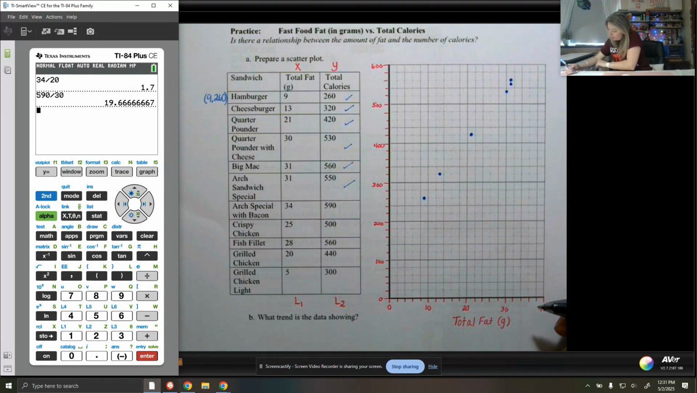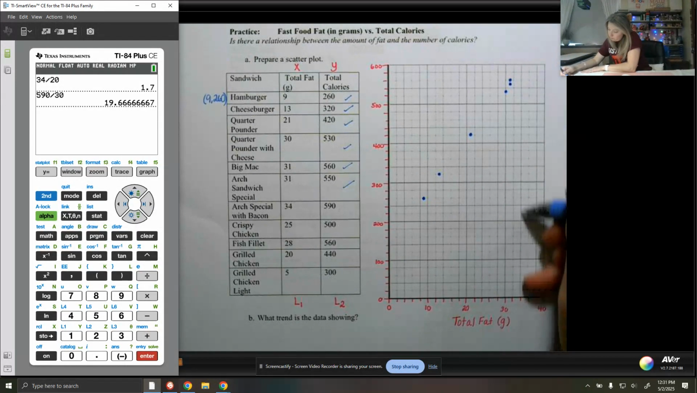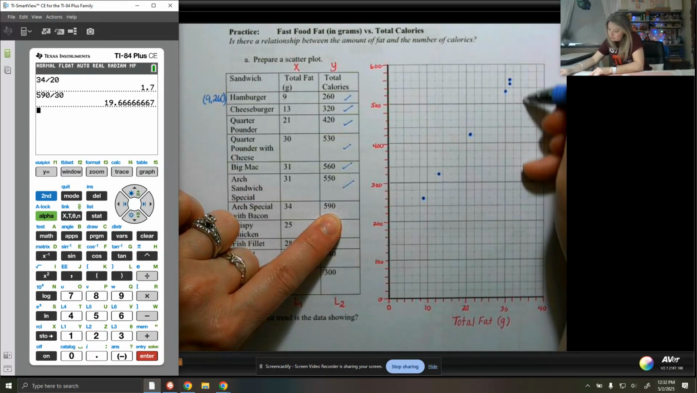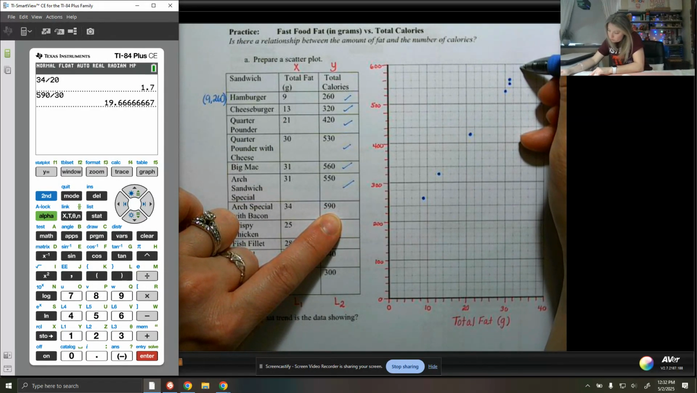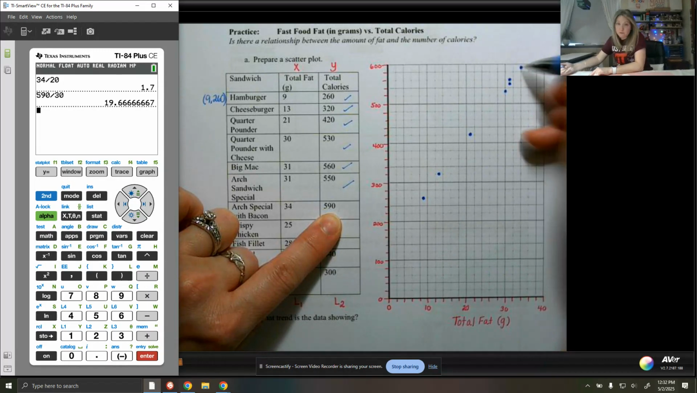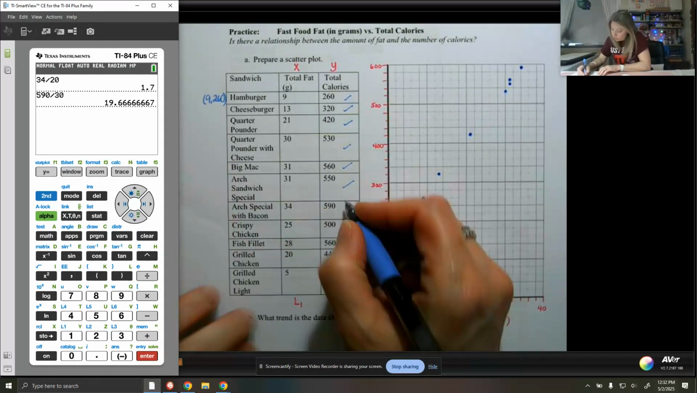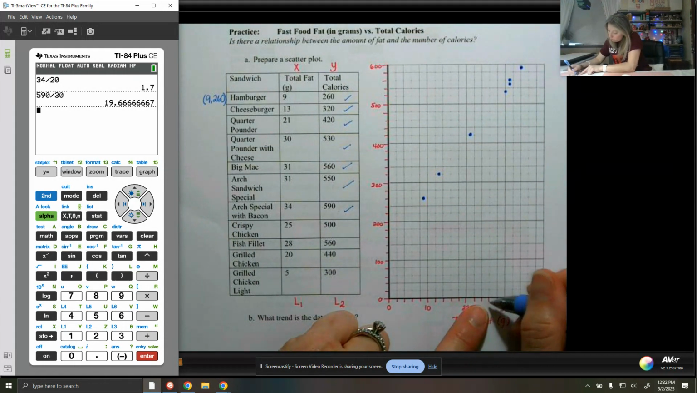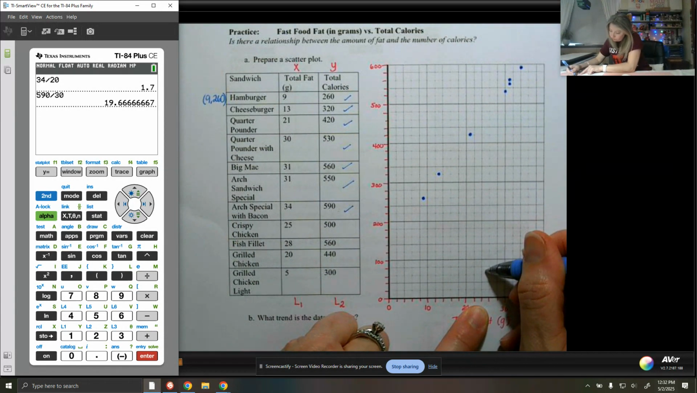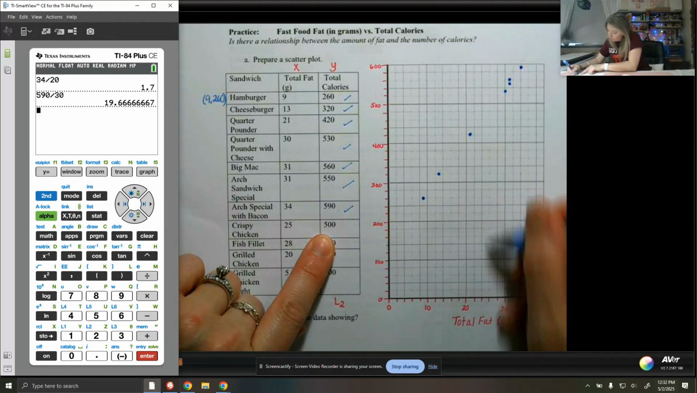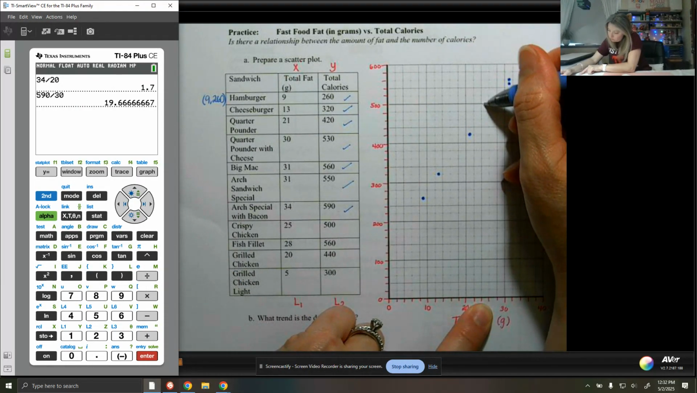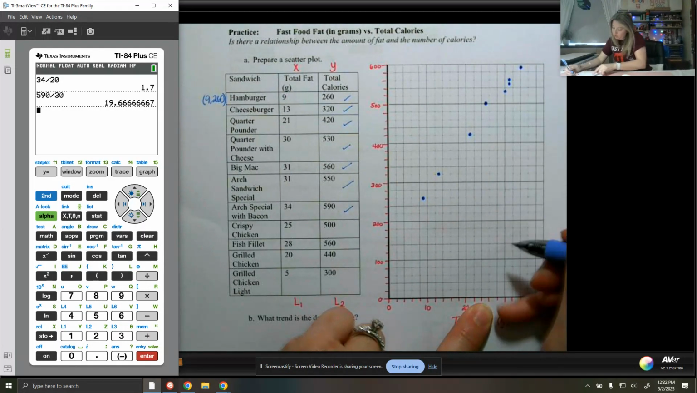34 grams of fat, 34, and 590. Whew, almost to that 600. We are still looking very linear here with our points. 25, so that would be halfway between 24 and 26, and all the way up to 500. So let me stay halfway between, and 500. Oh, looking very linear.